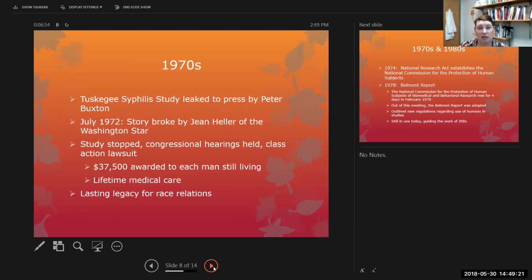This has had huge lasting impacts on our legacy of race relationships and trust between the African American population in particular and healthcare providers. To be used in such a horrific study for so long in violation of so many codes of ethics is just quite appalling, that it really took until 1972 for this study to come to an end, and then for them to be compensated so little is just really quite troubling.